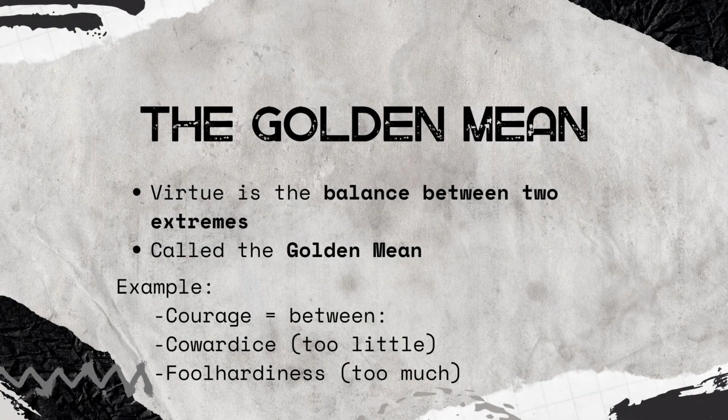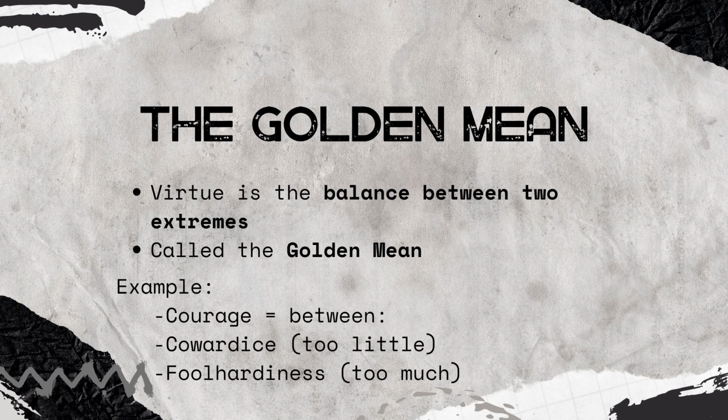The golden mean. According to Aristotle, virtue is about finding the right balance, which he called the golden mean. This means not too much, not too little, but just the right amount. It teaches us that being a good person is not about doing things in extremes. Instead, it is about choosing the right amount of action depending on the situation. True virtue comes from self-control, wisdom, and balance.